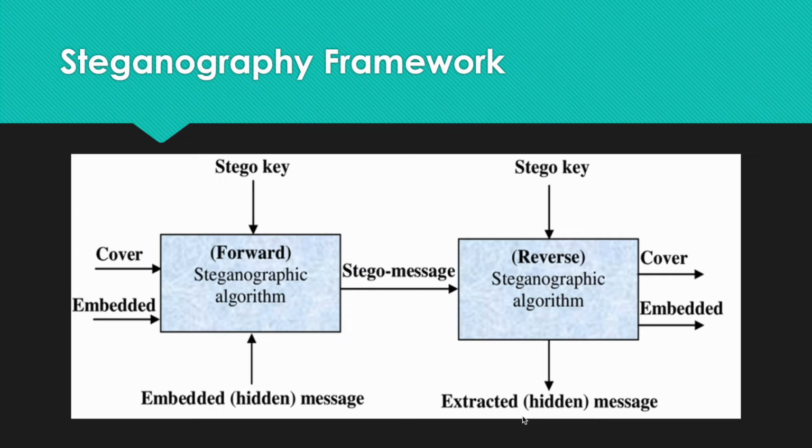Now this is the steganographic framework which concludes our overall algorithm. In the steganographic input algorithm, we give three inputs: the cover file, the embedded file, and the embedded message that we need to hide. This algorithm gives us a stego message and an image encrypted inside it. In order to read or retrieve the hidden message, we apply the reverse steganographic algorithm that gives us the cover and embedded message as the output.